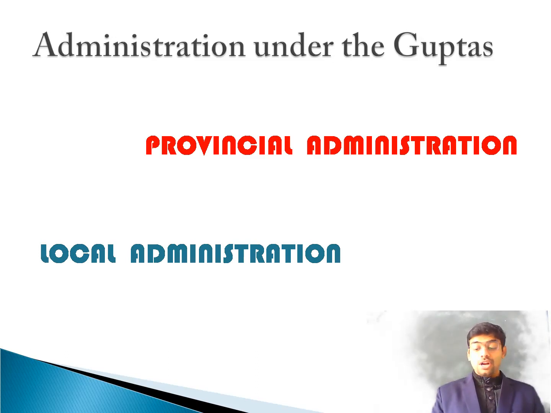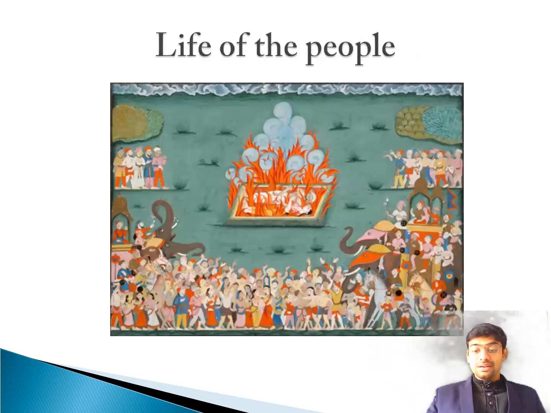Now we will talk about local administration. In local administration, a council of village elders headed by the village headman administered the village. The city was administered by a council consisting of the head of the city corporation, representatives of various guilds of merchants and artisans, and the chief scribe. Scribe means translator or clerk. So this is all about the administration under the Gupta dynasty.